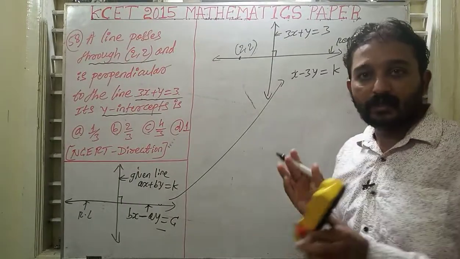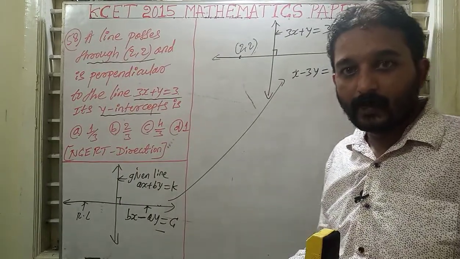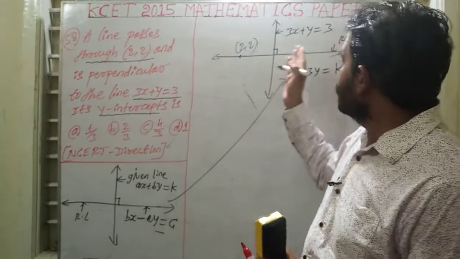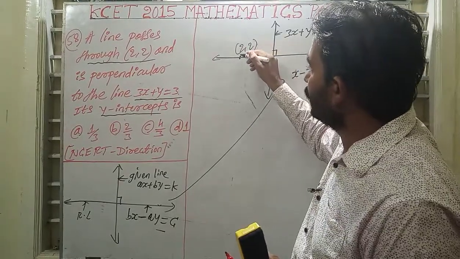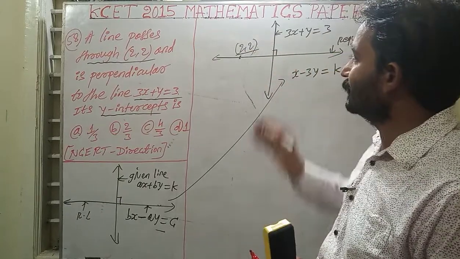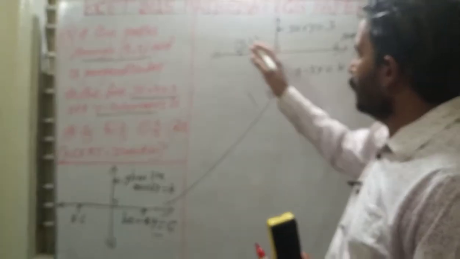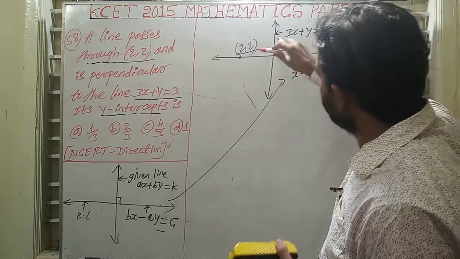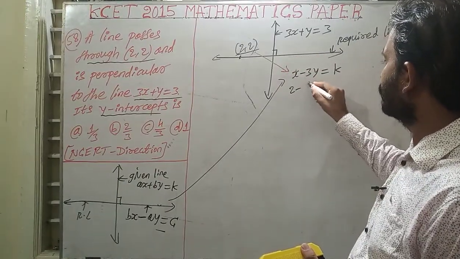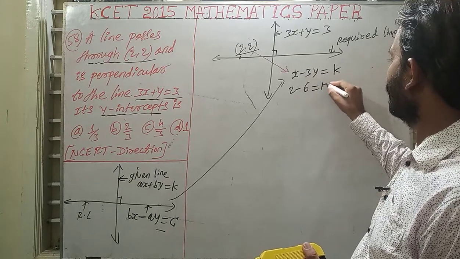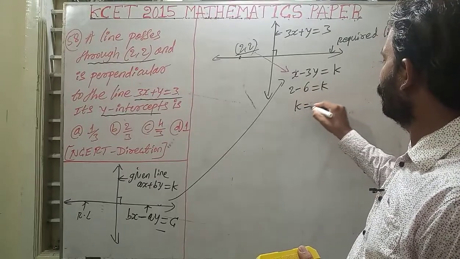We have to find out k using the other given condition. The required line passes through the point (2, 2). Hence this point satisfies this equation. Put (2, 2) in this equation: 2 minus 3 into 2, that is 6, is equal to k. Now k is equal to minus 4.